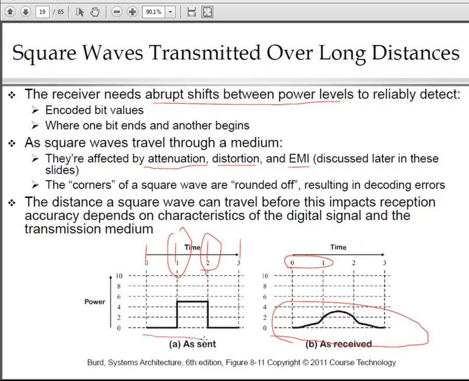The error rate interpreting a signal like this one is going to be very low, approaching 0. The error rate interpreting a signal like the one on the right is going to be very high. The distance that we can send a square wave down a transmission medium before attenuation, distortion, and EMI conspire to turn what's on the left into what's on the right, and therefore impact accuracy in a significant way, depends on the characteristics of the digital signal and of the transmission medium.